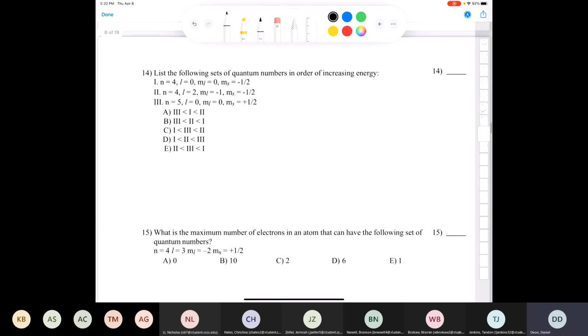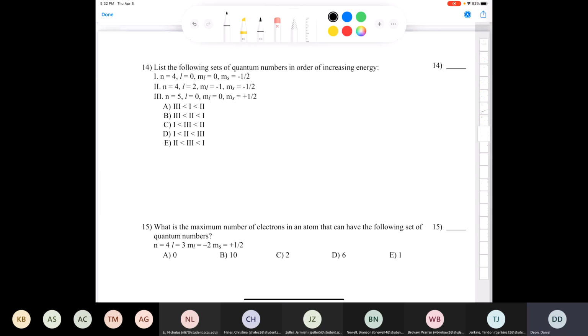Okay, let's move on to question number 14. List the following sets of quantum numbers in increasing energy. This is pretty similar to the last question where we have L equal to 0, 1, 2, 3, so we have an S, P, D, or an F orbital. The first one is n equal to 4, L equal to 0. This is a 4s orbital. The next one is a 4d orbital. And the next one is a 5s orbital. Well, I already explained to you in the last question why a 4d is higher energy than a 5s. And so 4d is going to be the highest energy of all these. Then if you're comparing a 4s and a 5s, a 4s is going to be the lowest. So it goes 4s will be the lowest, and then 5s would be somewhere in there.